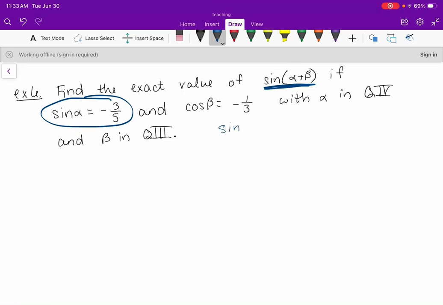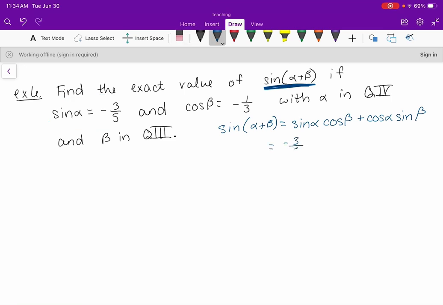So I'm going to write out my identity. Okay, so I have that first. It gives me sine of alpha, so sine of alpha I already have: it's negative 3 over 5. I also already have cosine of beta, which is negative 1 over 3. It gave me those values. I don't have cosine of alpha or sine of beta, but I can go get those values by using triangles.